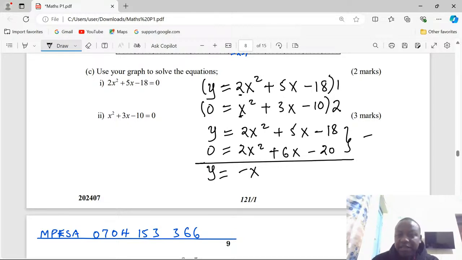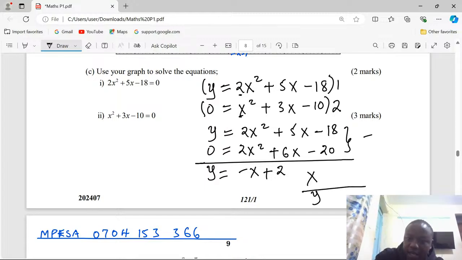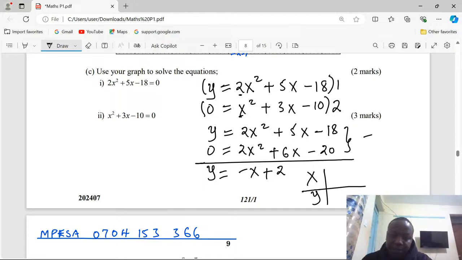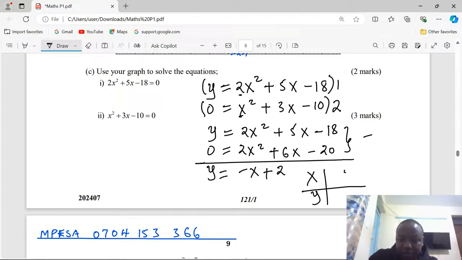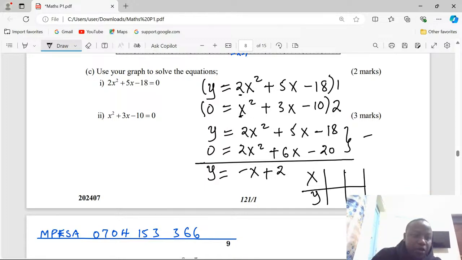That will be negative 18 plus 20 becoming a positive 2. This is the linear equation that we are supposed to interact with. Now we're going to come up with a small table of values of x and y so that we may plot this kind of a linear equation.